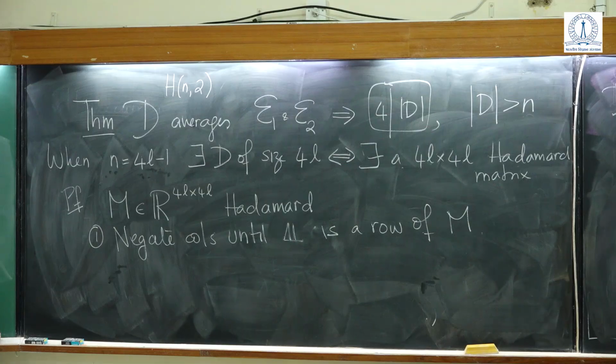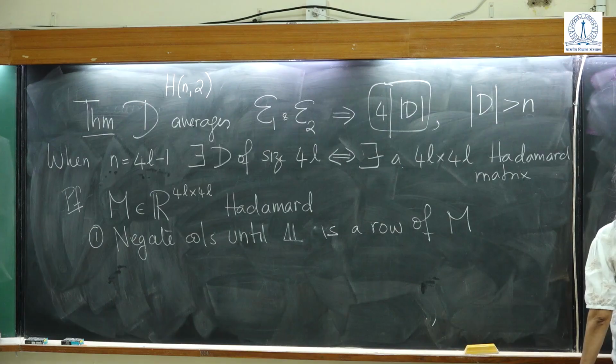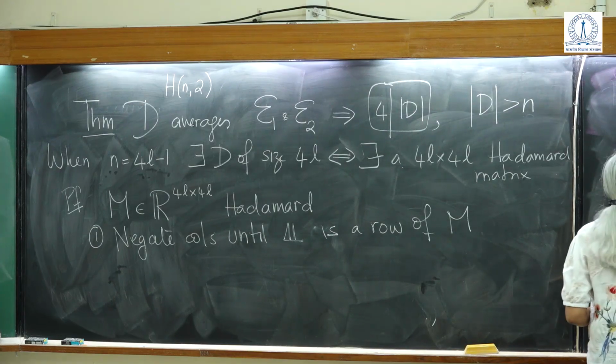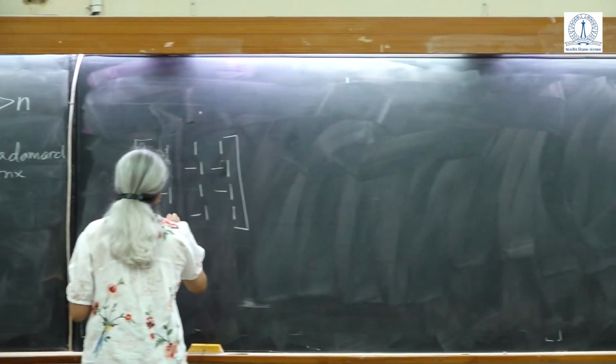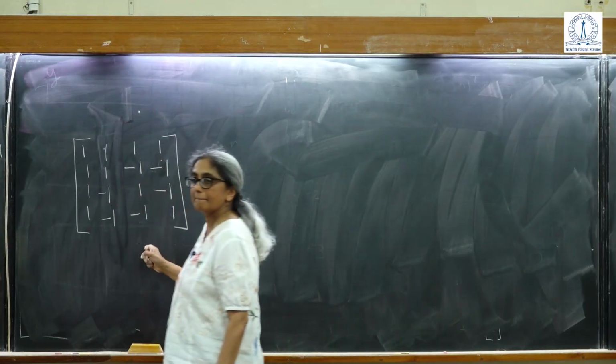So my matrix now looks like this one. It has an all ones row, and we can put it at the top if you want, it doesn't matter. So let's put it at the top. Let me erase this and draw this again. So this was a 1, this was a 1 and a -1 and a -1. So this is my M.